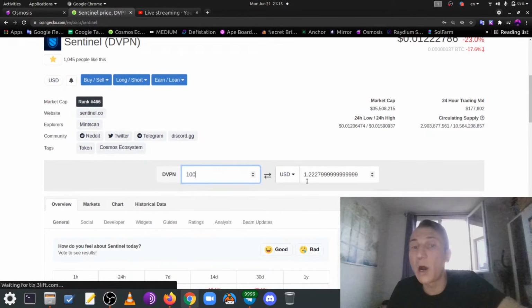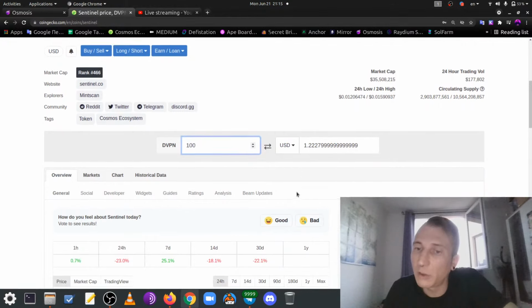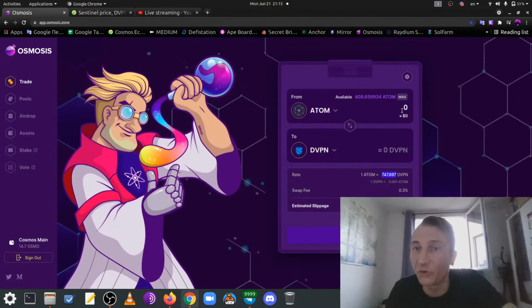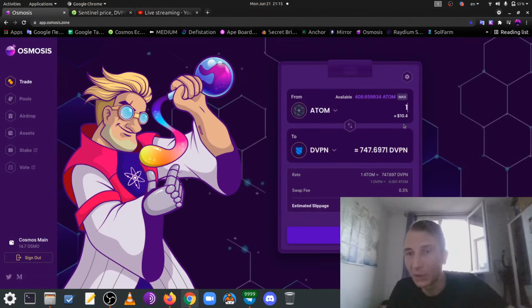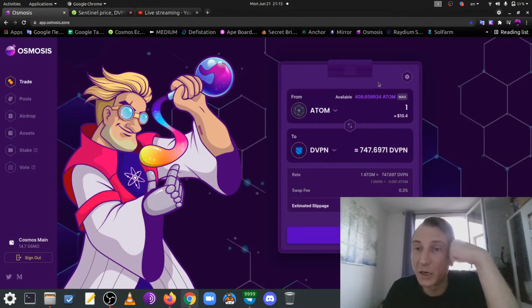It's $1.22. This is a good difference if we look at the price of Atom, which is $10. And if we make $1 from each $10, it's already 10%. But what does it mean? It means that I need to have DVPN to buy Atom.